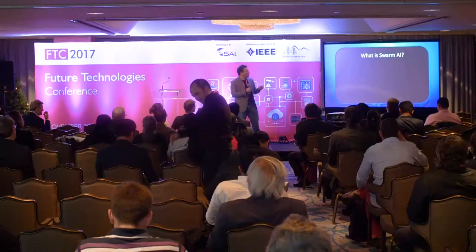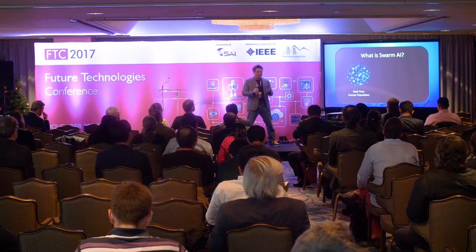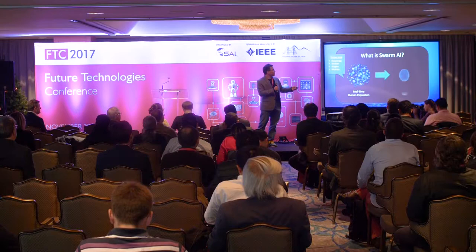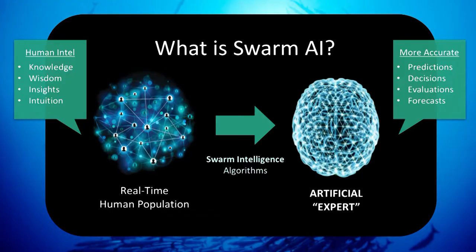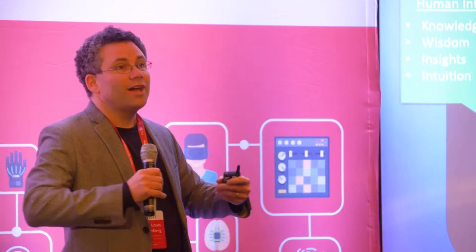And so what is swarm AI? The way it's generally defined is we take a real-time human population, and that population has in it knowledge and wisdom and insights and intuition. It has a lot more intangible information in it than we give it credit for. And we take this real-time human population and we basically turn it into an artificial expert that we can ask questions to. And by taking this artificial expert, we can make more accurate predictions and decisions and evaluations and forecasts than we could have done with those individuals on their own. And the magic is the swarm intelligence algorithms that aggregate these people in real time.